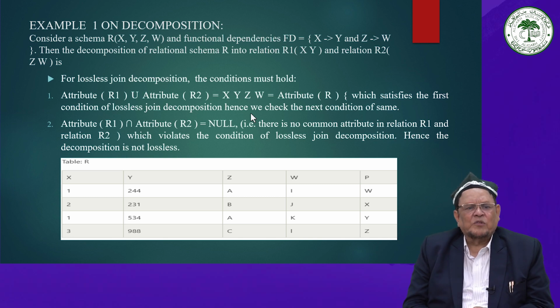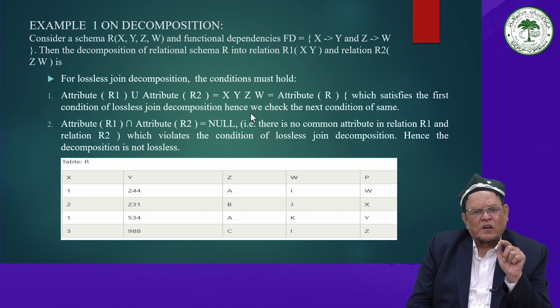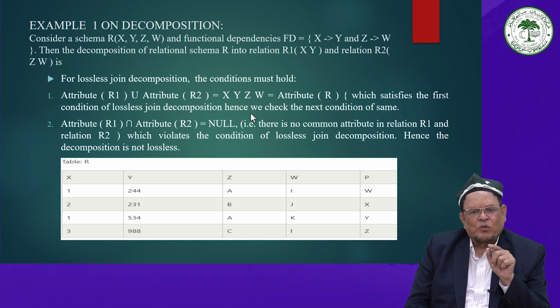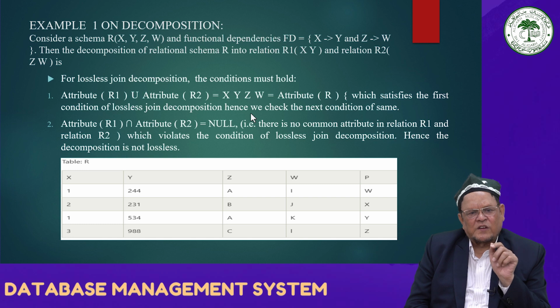Here I am taking the example R(X, Y, Z, W), decomposed into (X, Y) and (Z, W). For the first condition, R1 and R2 together give us all the attributes, so we can say the first condition is satisfied. The second condition is R1 intersection R2 not null.